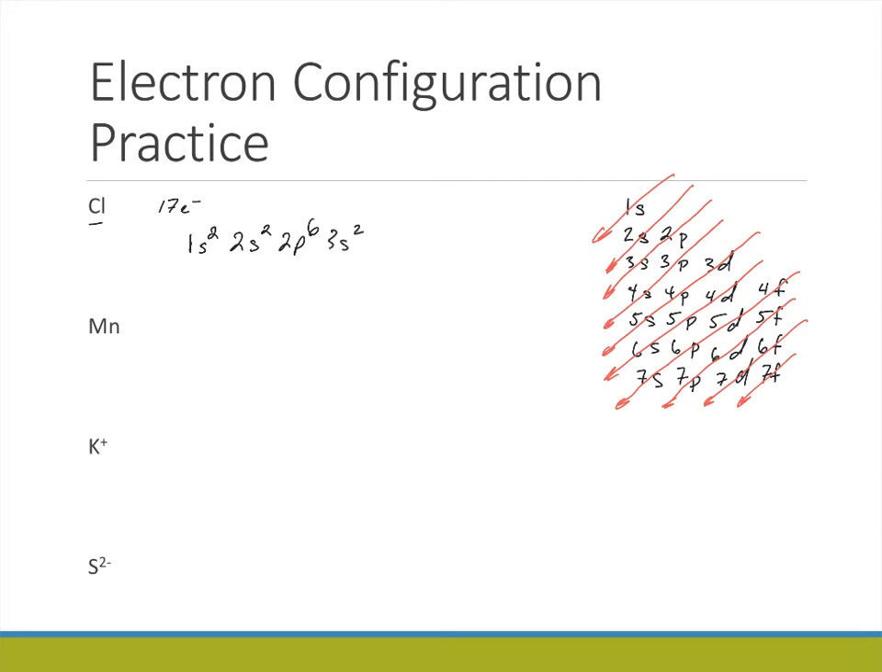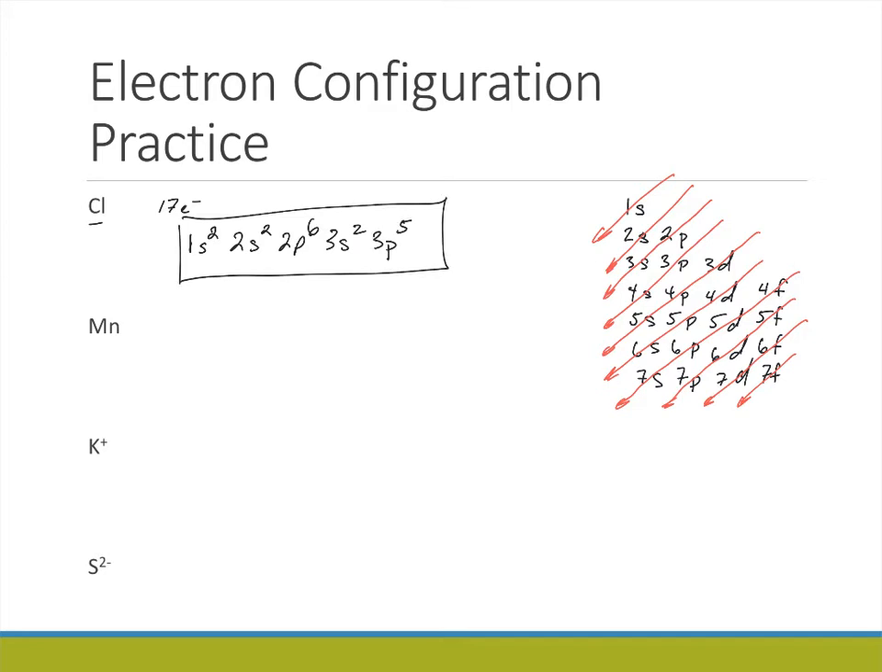After 2p6, I come down to 3s. So I can put 2 in the 3s. Now it's good to stop and check. What have I got? I've got 2, 4, 10, 12 electrons. That means I've got 5 more electrons to deal with. After the 3s, I go to the 3p orbital. I've only got 5 electrons, but the p's can hold 6, so I only need to put 5 in there. And there is our shorthand electron configuration for chlorine.